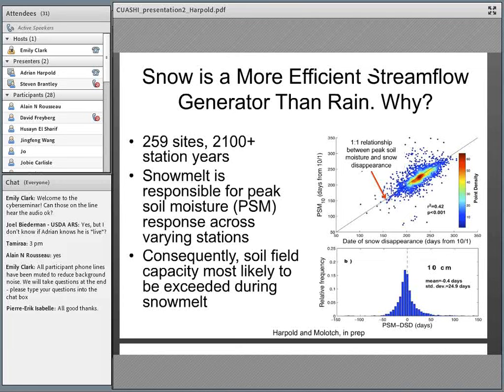So consequently, if we think about the sort of water budget of the soil profile, these are the periods most likely to exceed storage, most likely to exceed field capacity and have gravity-driven storage. And so this is a reason we might think these snowmelt-dominated systems are efficient at generating stream flow.